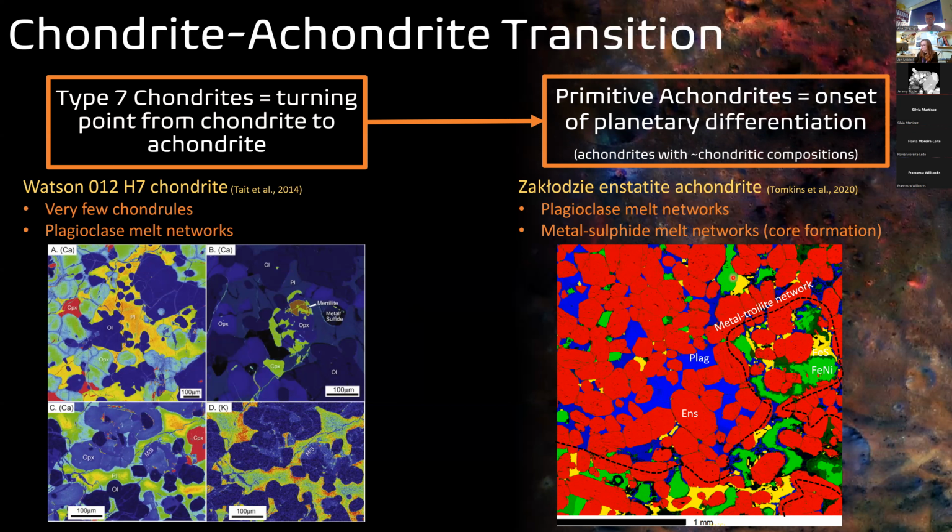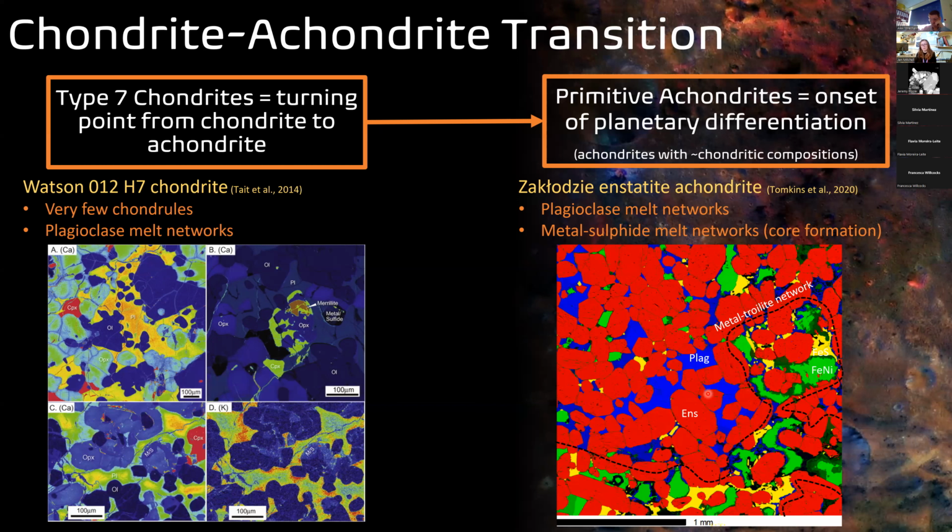And not only do we have these plagioclase melt networks in blue, we've also got a metal sulfide melt network. So we're actually recording core formation in a single rock. And this meteorite itself was maybe only a couple centimeters across, but we've been able to capture a plagioclase melt network moving upwards, as well as a metal sulfide network moving downwards. And this is the start of planet building proper, if you will.